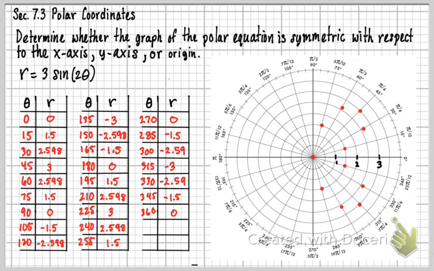Yep. So then from there, after 180, it's going to be 195, and at 195 degrees, it's going to be 1.5. So that'll be there. So then the next one is going to be 210. It's going to be 2.59.